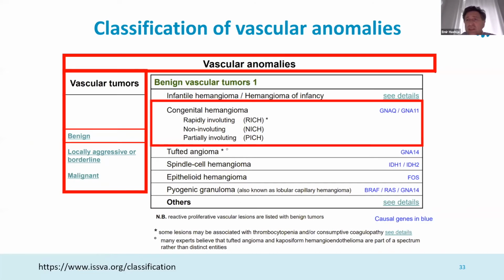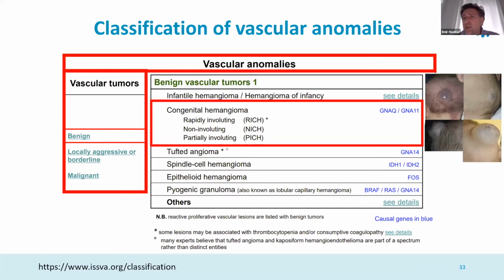Then the group of congenital hemangiomas, which I mentioned before, one should know that they exist. This group of hemangiomas is already completely developed at birth. And it just depends on how this completely developed hemangioma, which is seen at birth, is going to develop in the next months of life. Is it going to be called rapidly involuting congenital hemangioma, or non-involuting congenital hemangioma, or partially involuting congenital hemangioma?